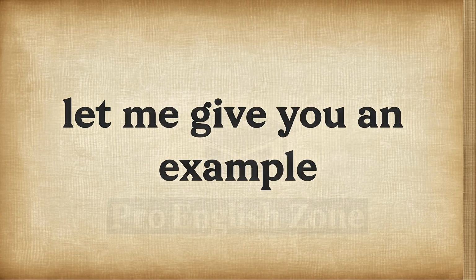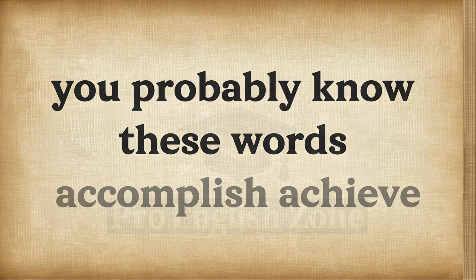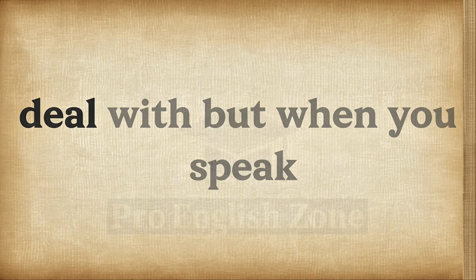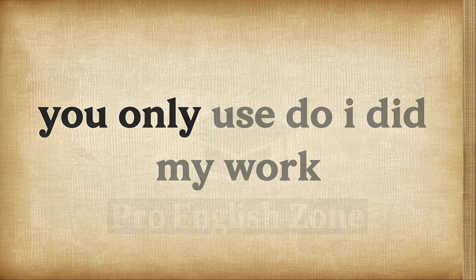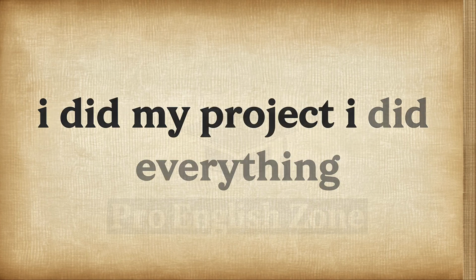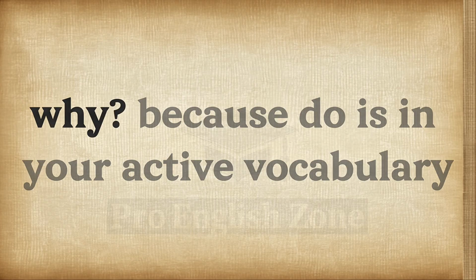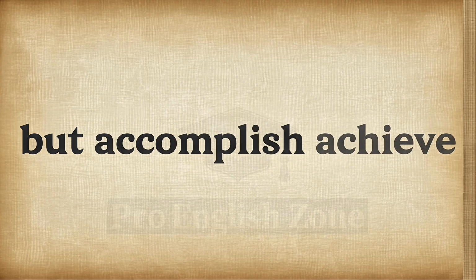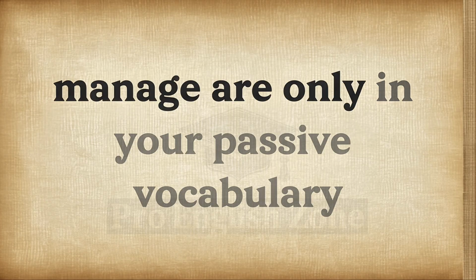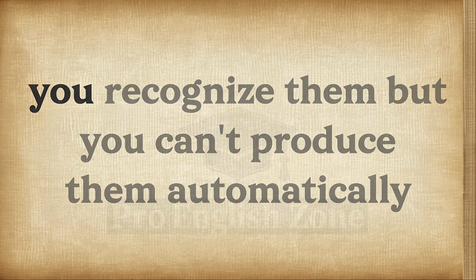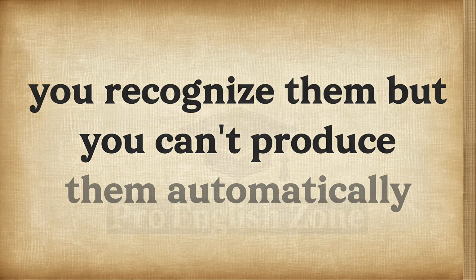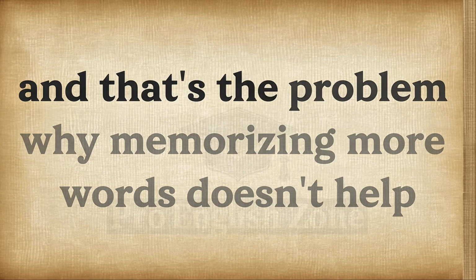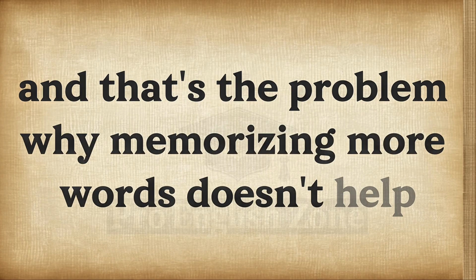Let me give you an example. You probably know these words: accomplish, achieve, manage, handle, deal with. But when you speak, you only use do. I did my work. I did my project. I did everything. Why? Because do is in your active vocabulary. But accomplish, achieve, manage are only in your passive vocabulary. You recognize them, but you can't produce them automatically.